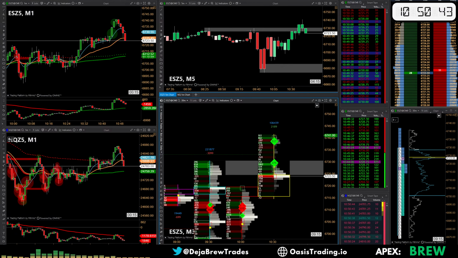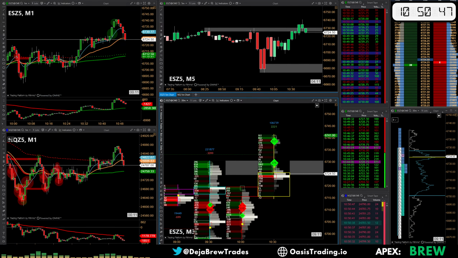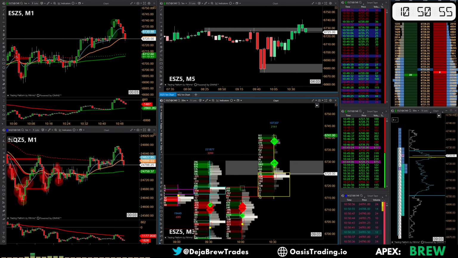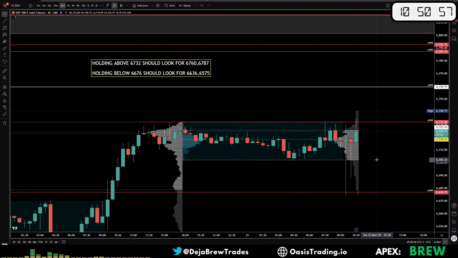Okay, turning into a sweep now. We're turning back to that micro pullback rotation. Keep it on VWAP. If it wants to fail to rotate, it should slice through VWAP if it is rotating. Back down to, let's see here, 702.